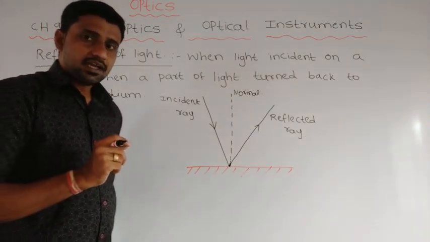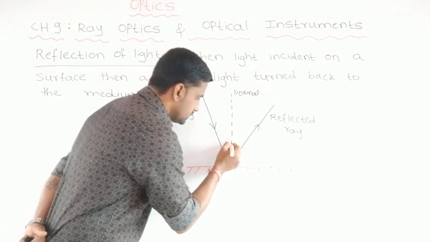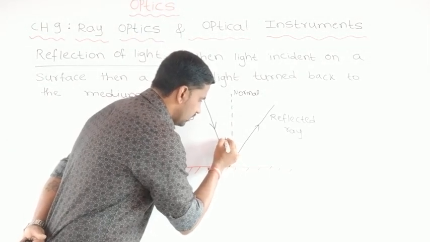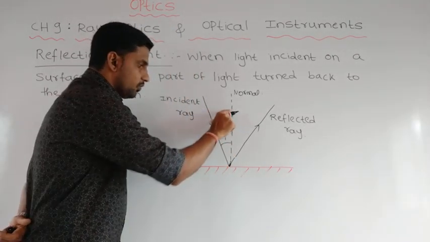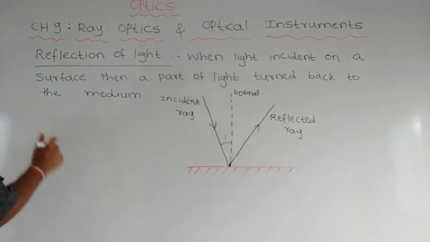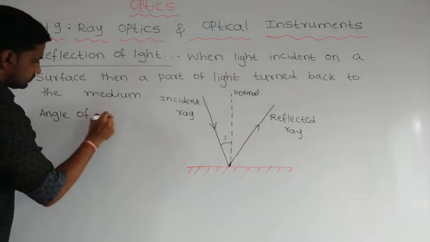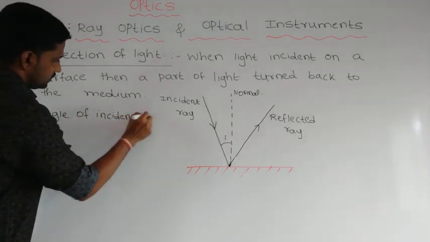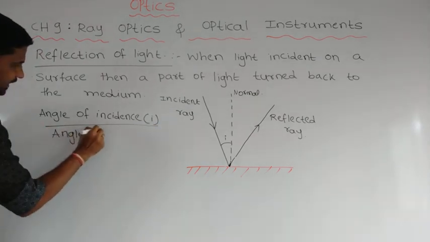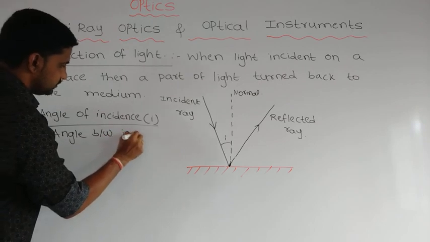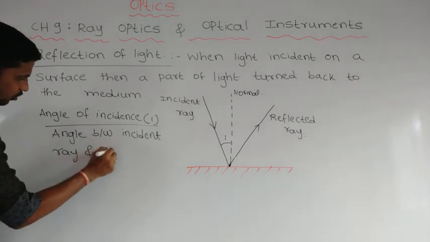And incident angle is the angle between incident ray and normal. So this is the angle of incidence. The angle between the incident ray and normal is called the angle of incidence, I.